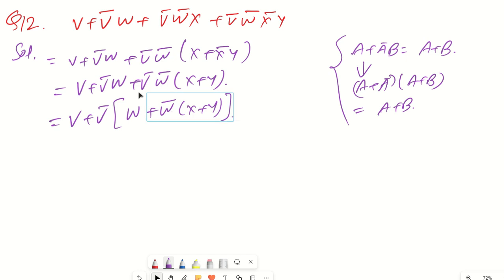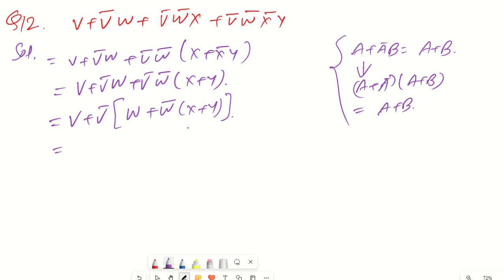Okay, so this thing we are going to get. Now you can see (w + w̄)(x + y). So this can be written as (w + w̄)(w + x + y). So w + w̄ will become 1. Sorry, w + w̄ will become 1. So this is how we are going to get just w + x + y.